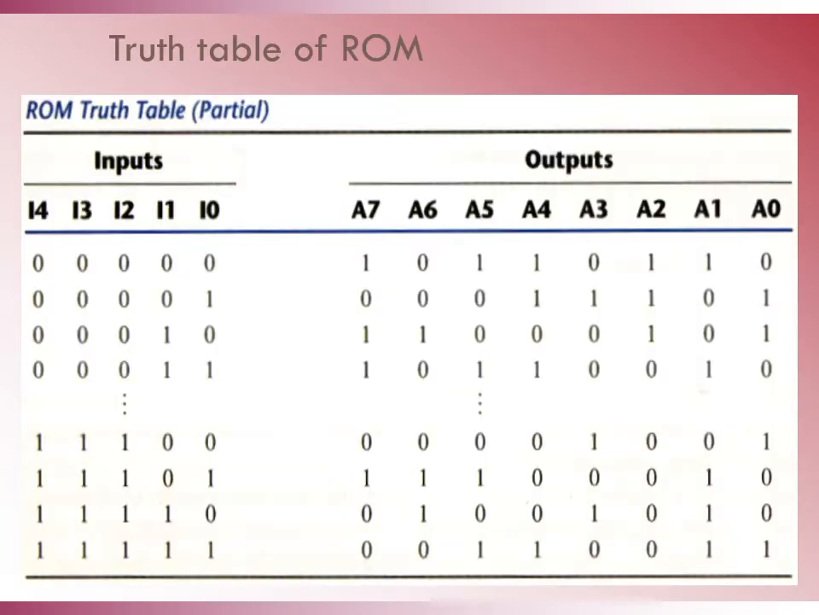In our example of the 32 cross 8 ROM, we had taken a 5 to 32 decoder. So in the ROM programming table, we are taking 5 inputs, that is I0 to I4. With these 5 inputs, we are able to generate 32 minterms or 32 memory addresses. Now we need to store data at each of these memory addresses. The size of the data to be stored at each address is 8 bits, since it is a 32 cross 8 ROM.